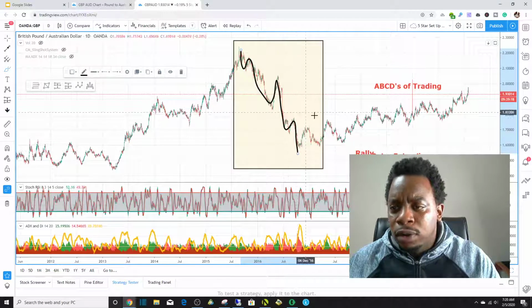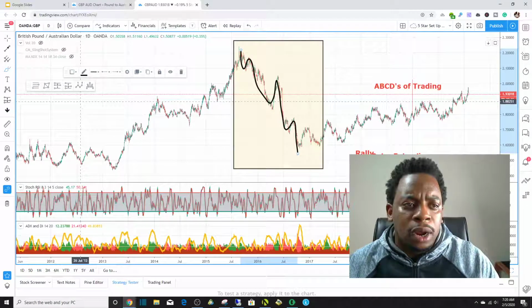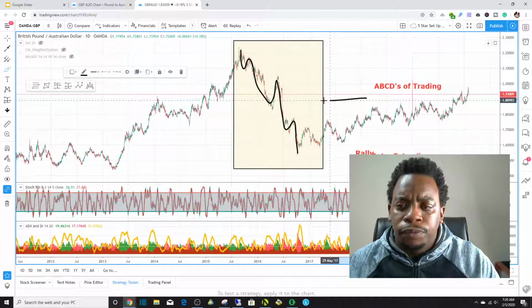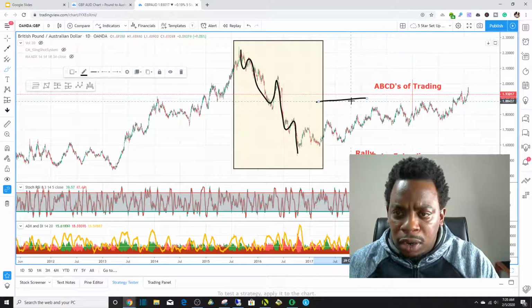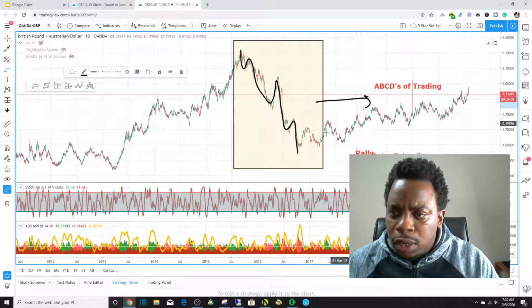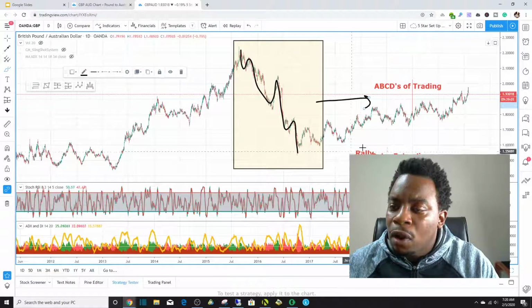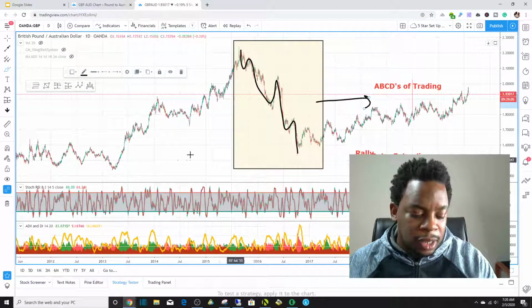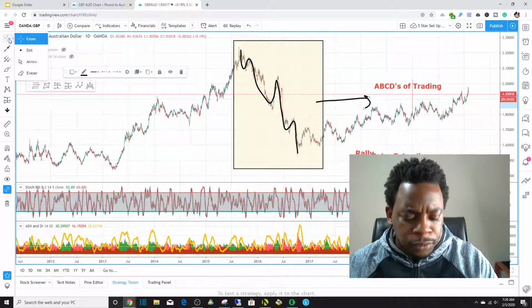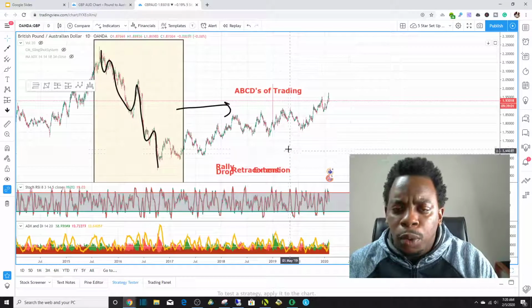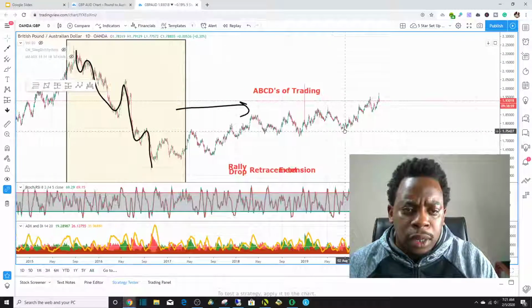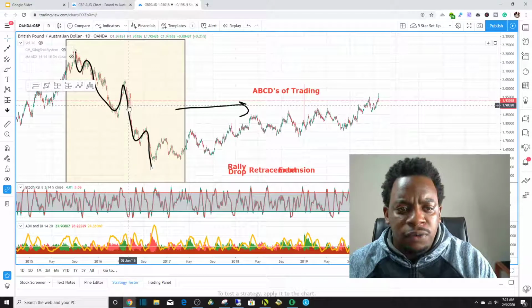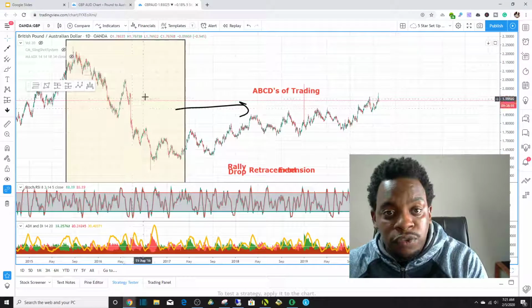And then from there, as we speak, where the market is moving right now, in this section right here, we can see that it's starting to form more of an uptrend again. So where do the ABCDs come from? The ABCDs come from the actual movement of that swing.